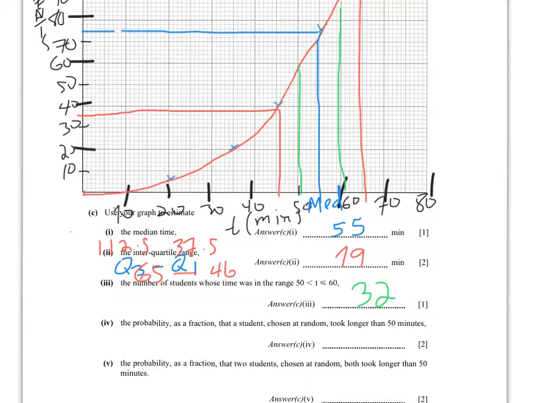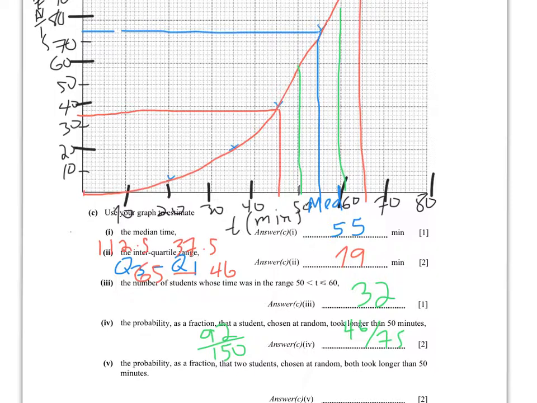The probability, as a fraction, of a student chosen at random who took longer than 50 minutes. So how many took under 50 minutes? Well, I just said it, 58. So now just subtract 58 from 150, and I think I get 92. So again, 92 over how many students were there? 150. So again, you can simplify that fraction if you wish. 46 over 75. I can't do much better than that.